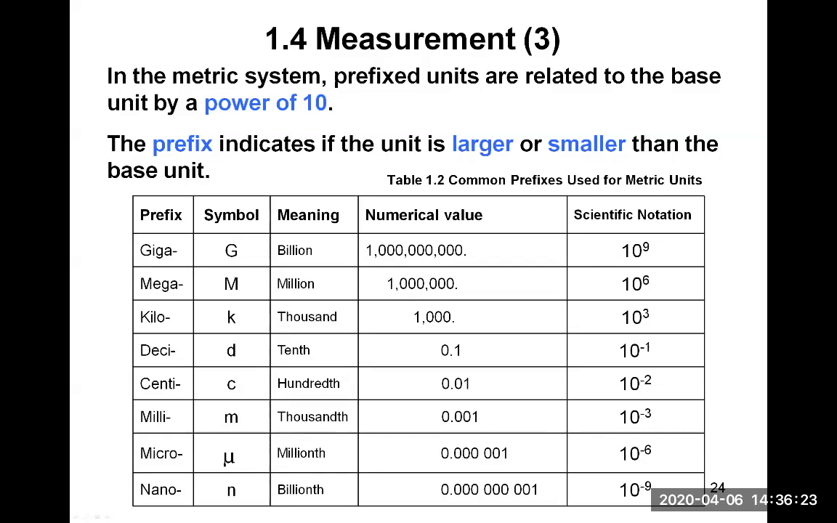And then deci, centi, milli, micro, and nano are prefixes making the base unit smaller. The deci is 1/10 of the base unit. The centi is 1/100th of the base unit. Milli is 1/1000th of the base unit. Micro, 1/1,000,000th of the base unit. Nano is 1/1,000,000,000th of the base unit.